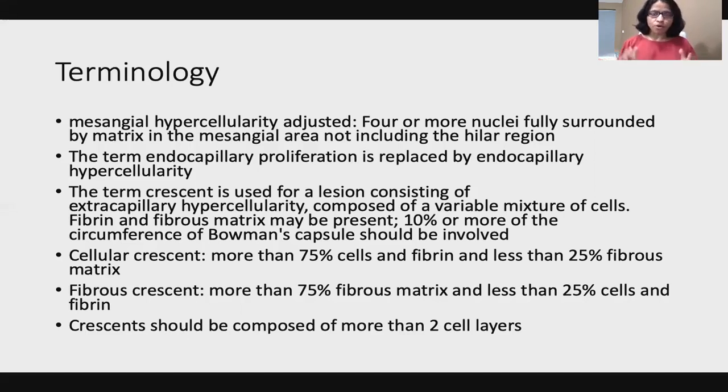When I use the term endocapillary proliferation, I mean that there is an increase in the number of cells within the capillary loops. Now this increase can be due to endogenous capillary cells proliferating or due to some exogenous cells coming in, like inflammatory cells.